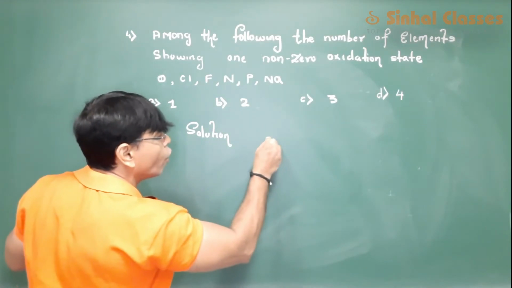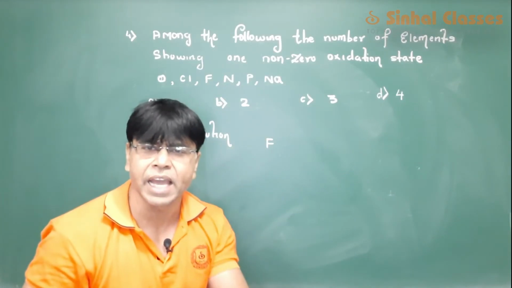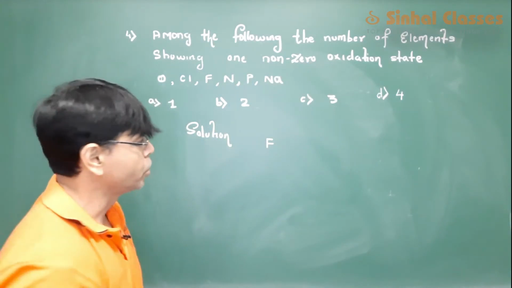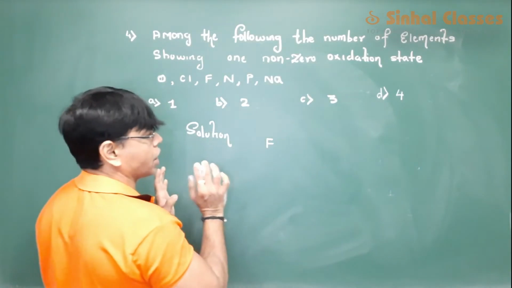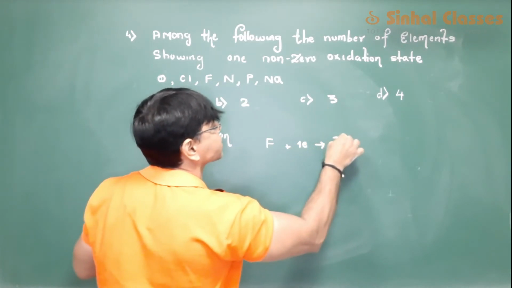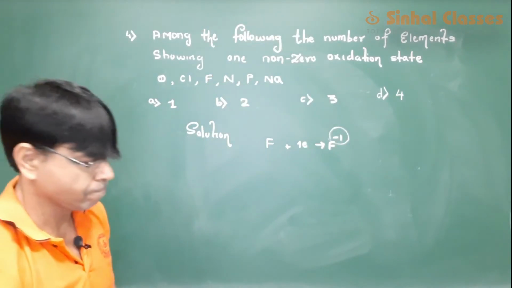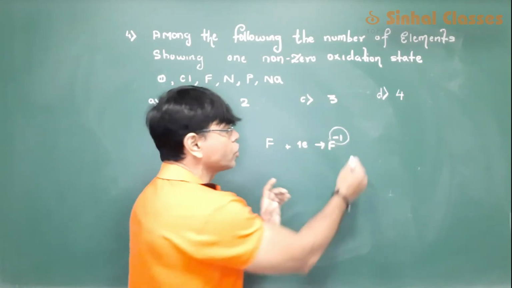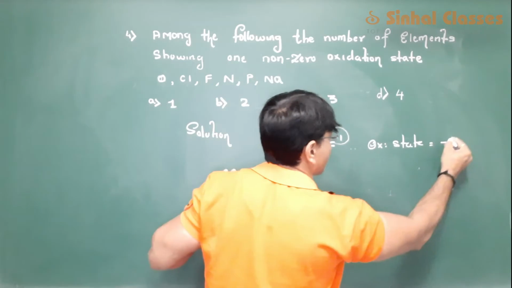We all know fluorine has the highest electronegativity. On the Pauling scale, its electronegativity is 4, the highest in the entire element kingdom. So fluorine has the tendency to accept one electron. It will only accept one electron and turn into F minus. So it can have an oxidation state of only -1.